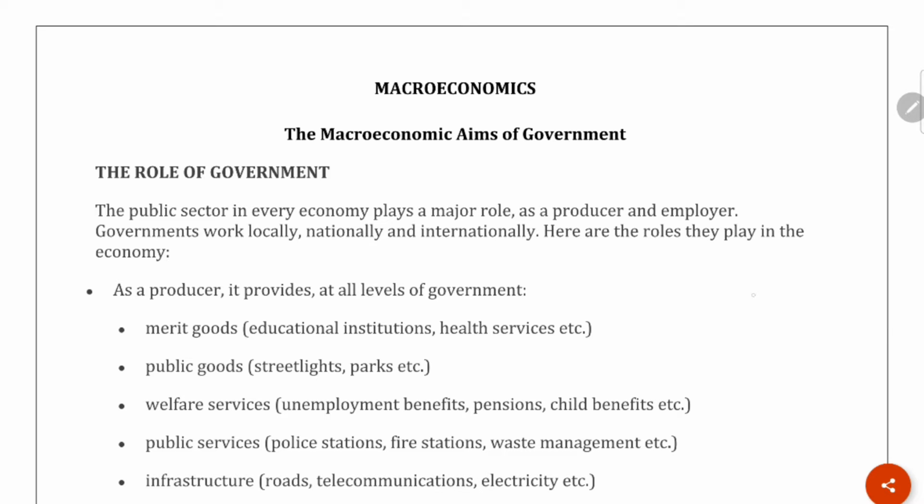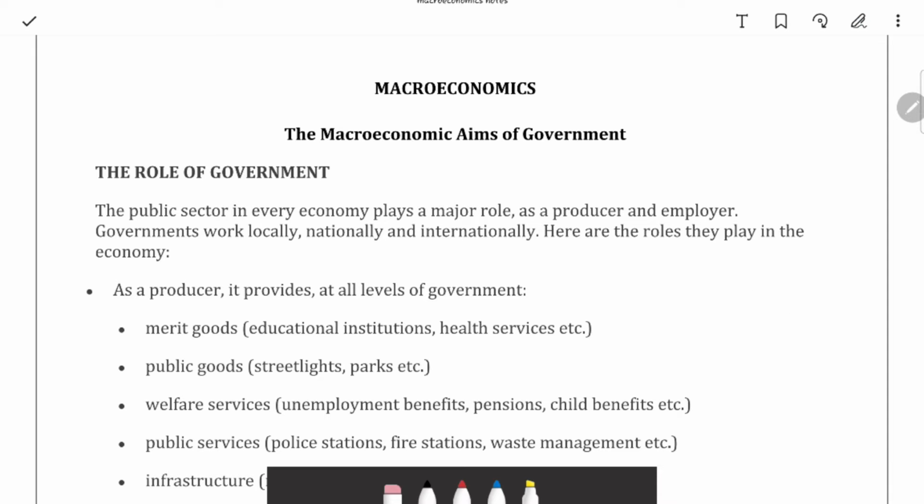In today's video we're going to be having a look at chapters 4, 5 and 6 for the economics syllabus. So basically chapters 4, 5 and 6 are simply the macroeconomics, as you can see here, the macroeconomic segment of economics.